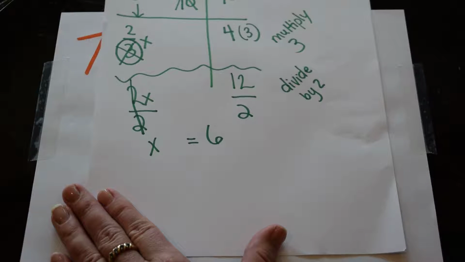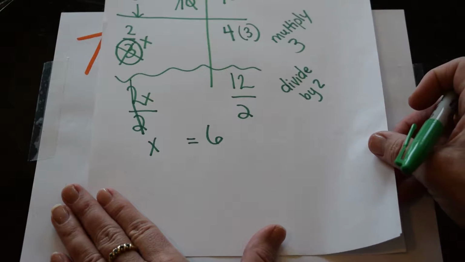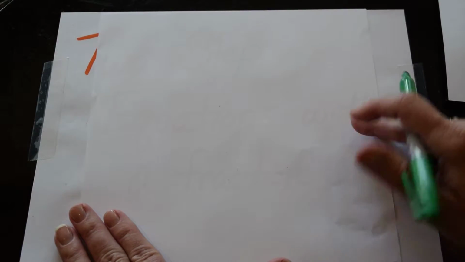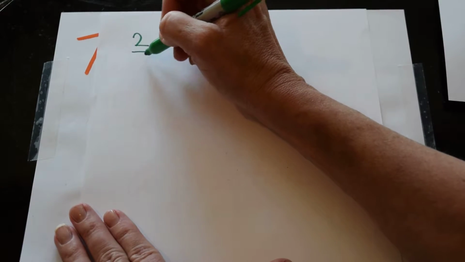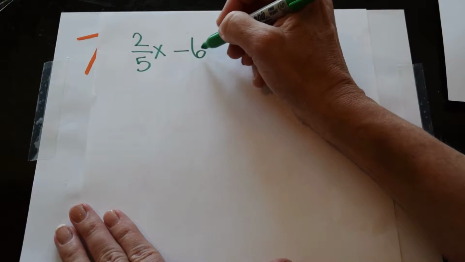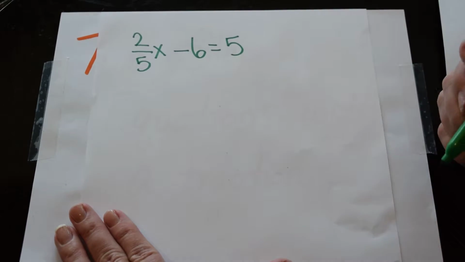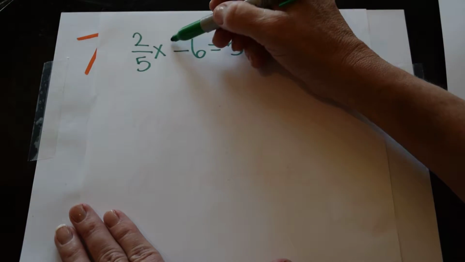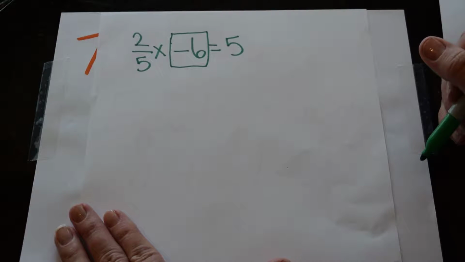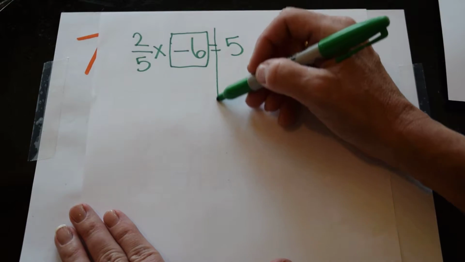Let's do one more really quick example, and then you can start working on the things that you need to work on. So our next example is very similar. It's going to have one fraction, 2/5 x, minus 6 is equal to 5. Just like what we did a minute ago, we're going to mark off the one that's just a number by itself. So when we do that, we see it's a minus 6.